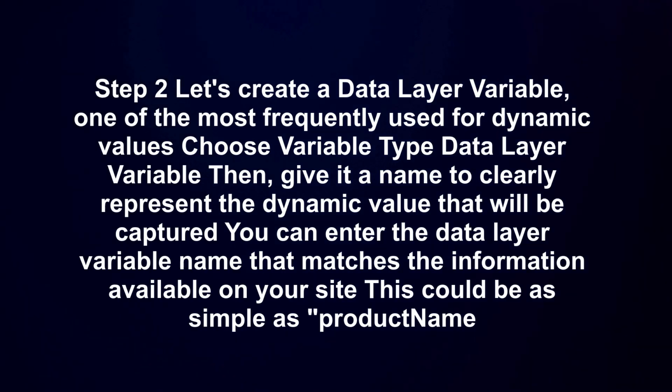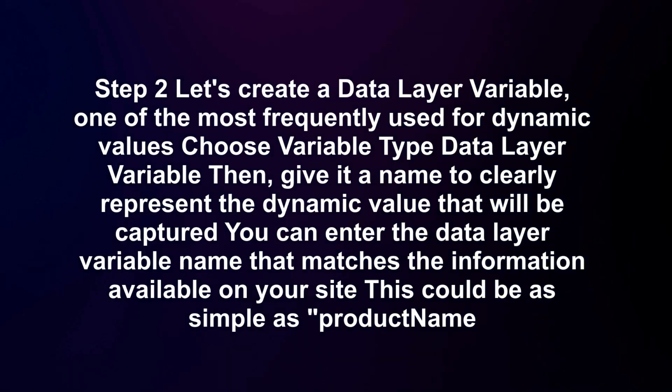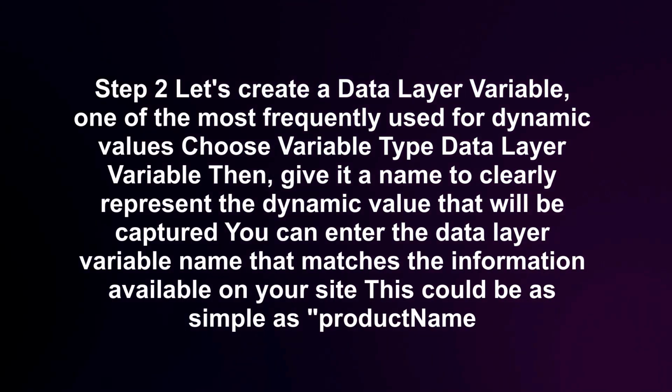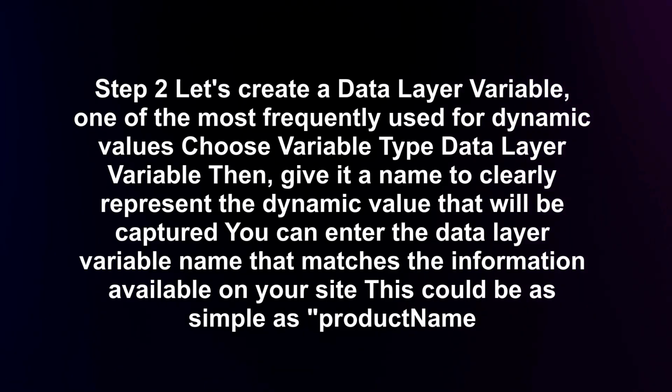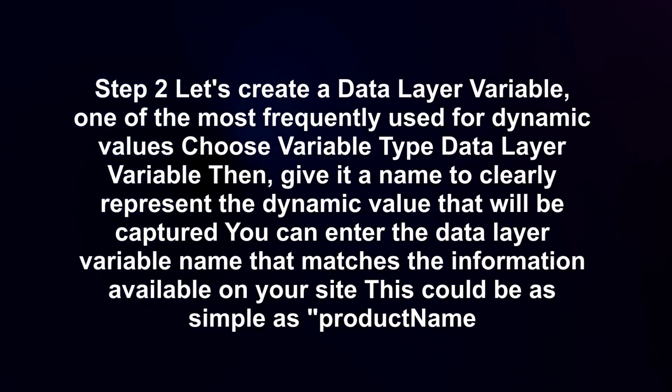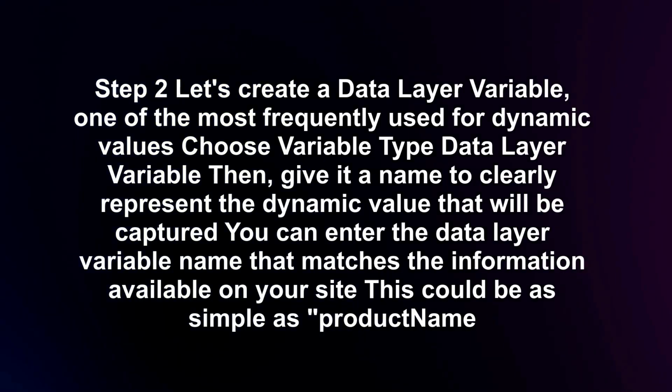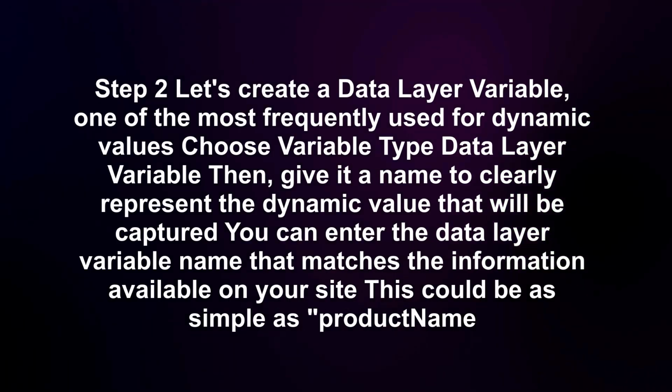Step 2. Let's create a data layer variable, one of the most frequently used for dynamic values. Choose variable type data layer variable, then give it a name to clearly represent the dynamic value that will be captured. You can enter the data layer variable name that matches the information available on your site. This could be as simple as productNum.